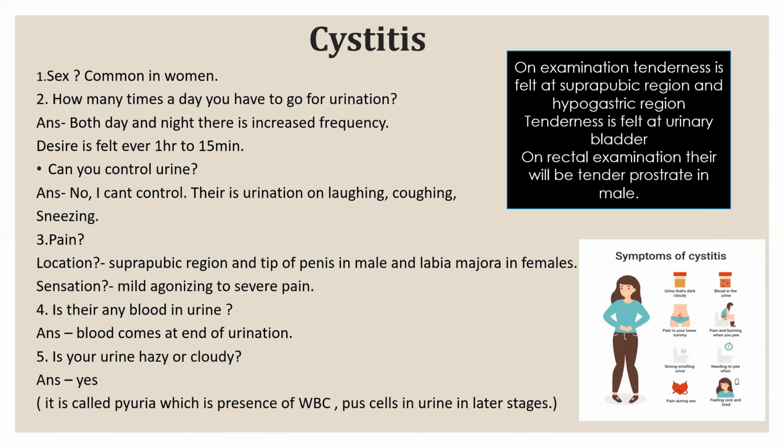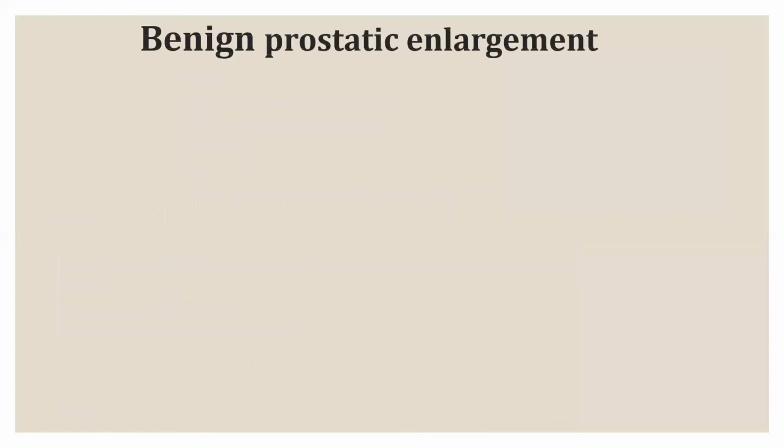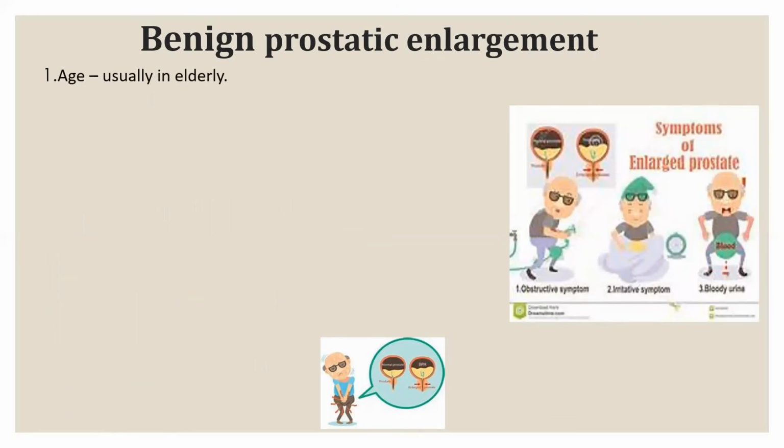the later stages. On examination, tenderness is felt at suprapubic region and hypogastric region. Tenderness is felt at urinary bladder. On rectal examination, there will be tender prostate in male. Now we'll see benign prostatic enlargement in males. Age usually in elderly people. We'll ask if their frequency of urine is increased, they'll say yes.